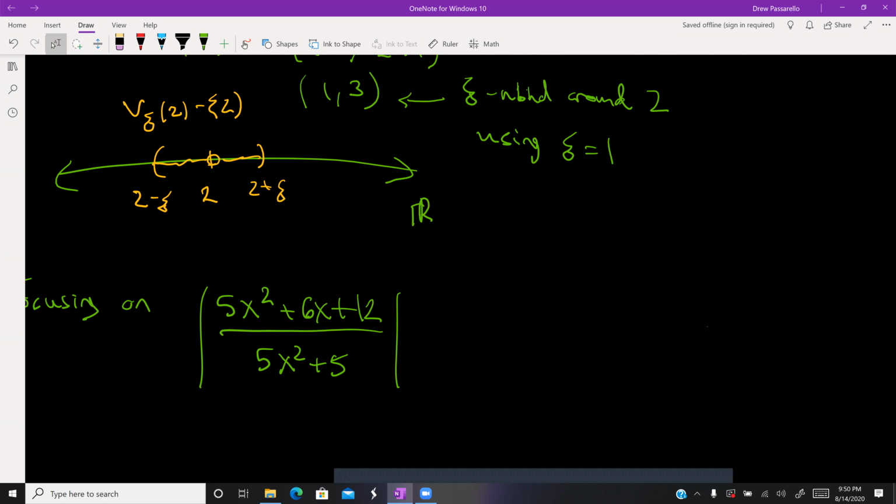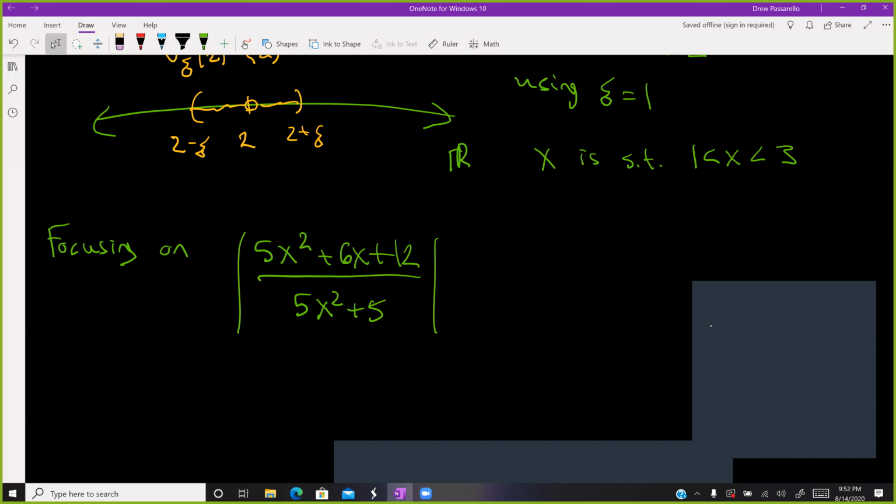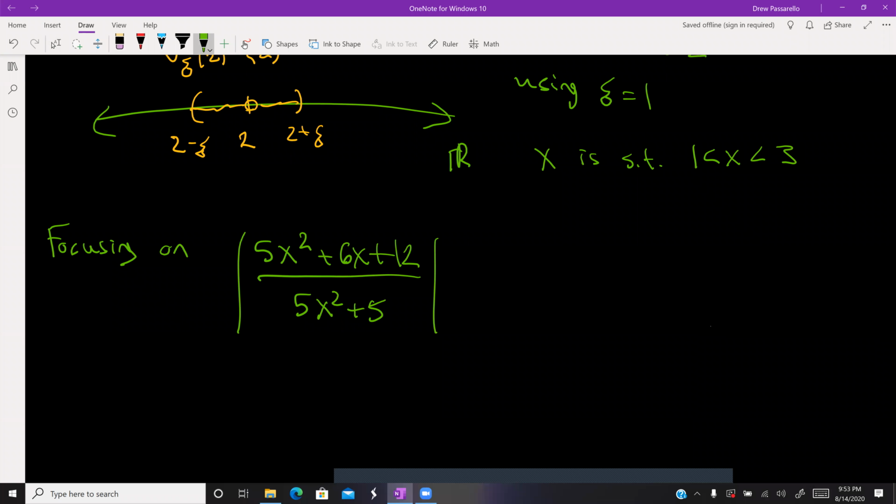So then essentially x is such that 1 is less than x less than 3. So how are we going to do this? We could have used any delta we wanted. We can make delta as small as we want. It's just for restricting this for some bound, it's probably easiest to try to use delta being 1, which means we have all x in the open interval from 1 to 3.